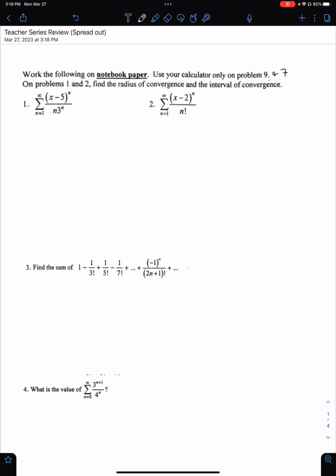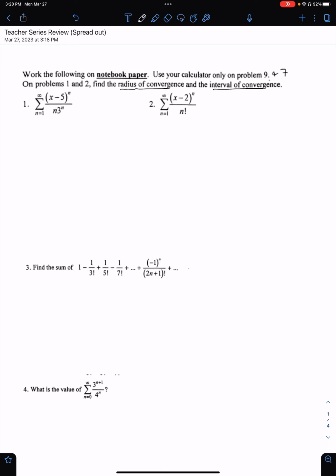Hi, we're going to look at a bunch of series type of questions. If you need to take a look at these, copy these down, by all means do so. For the very first question here, we want to find the radius and interval of convergence.